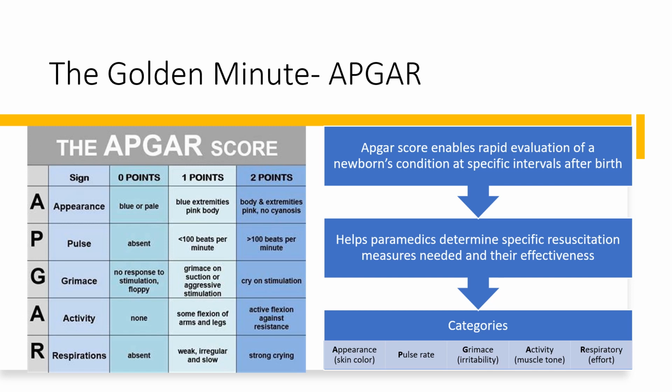APGAR is just an acronym for appearance, pulse, grimace, activity, and respirations. It's scored either 0, 1, or 2 for each of the letters. A good score is somewhere between 6 and 7. That's pretty decent and not a big issue. Anything below that, we're definitely worried about looking at resuscitative measures.